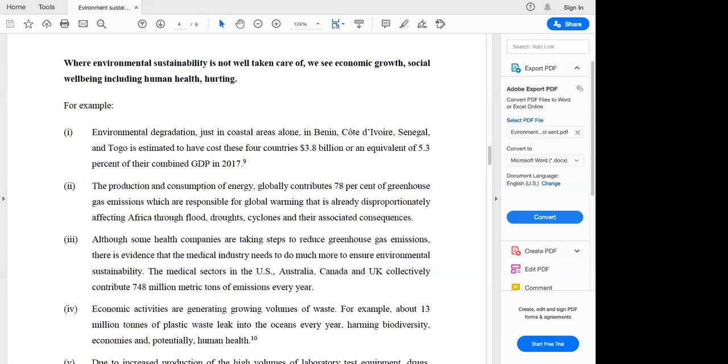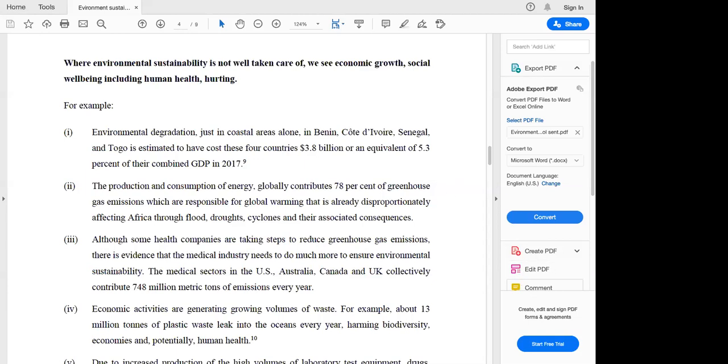And then we also know that although some health companies are making steps to reduce greenhouse gas emissions, there is evidence that the medical industry needs to do much more to ensure environmental sustainability. The medical sectors in just the 4 countries, US, Australia, Canada, and UK, collectively contribute 748 million metric tons of emissions every year. So you can extrapolate that and look at what the level of emissions is when you add other countries.